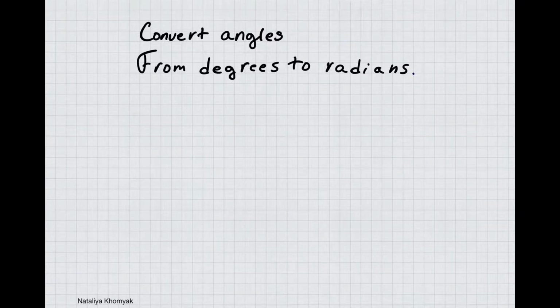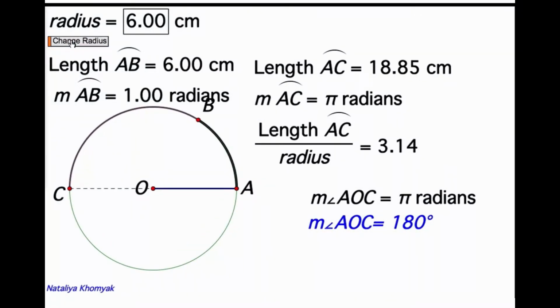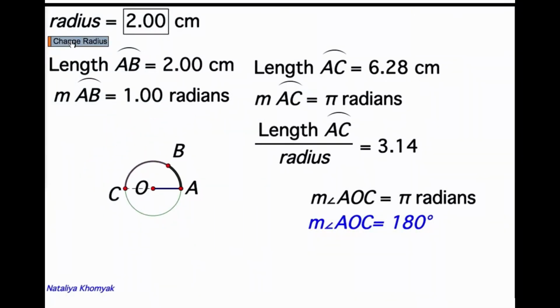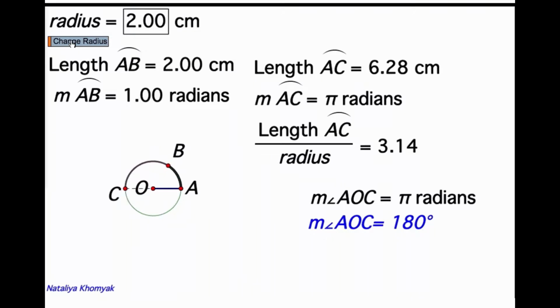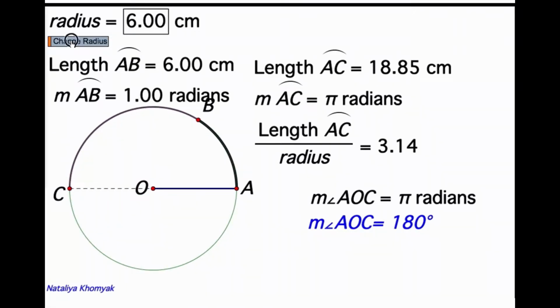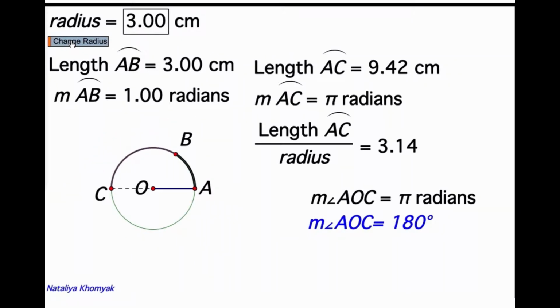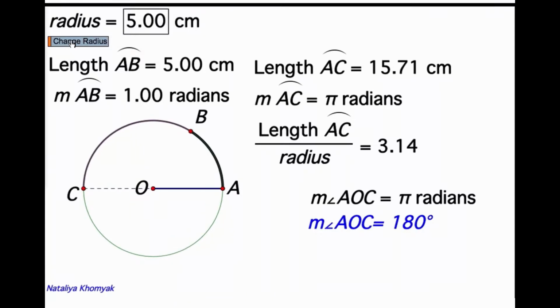Hi all. Here we're going to take a look at a few examples of how to convert angles from degree to radian measure. 1 radian is an arc on a circle of the length equal to radius. So 180 degrees is equivalent or equal to pi radians. Those are two different representations of the same value.